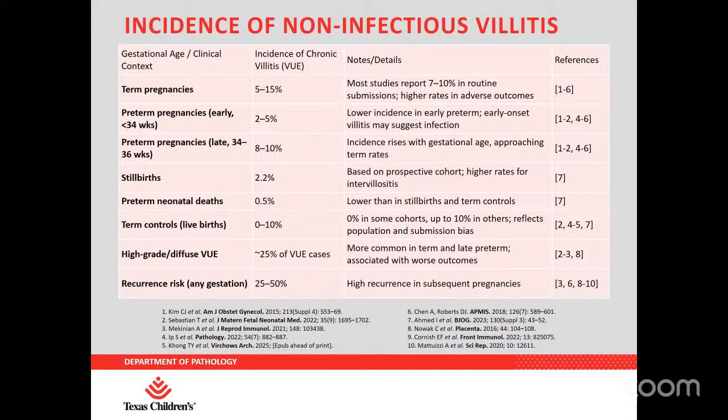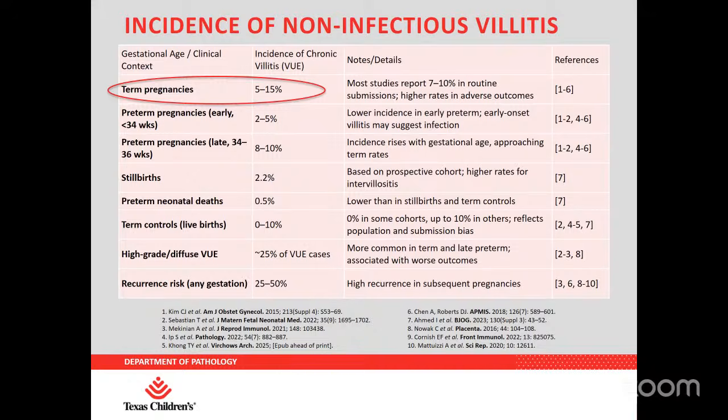But so how often do we actually see it? So VUE most commonly occurs at term, affecting roughly 5 to 15% of placentas, and its frequency increases with gestational age. High grade or diffuse cases, typically in term or late term placentas, show the strongest association with fetal growth restriction, stillbirth, and neonatal morbidity.